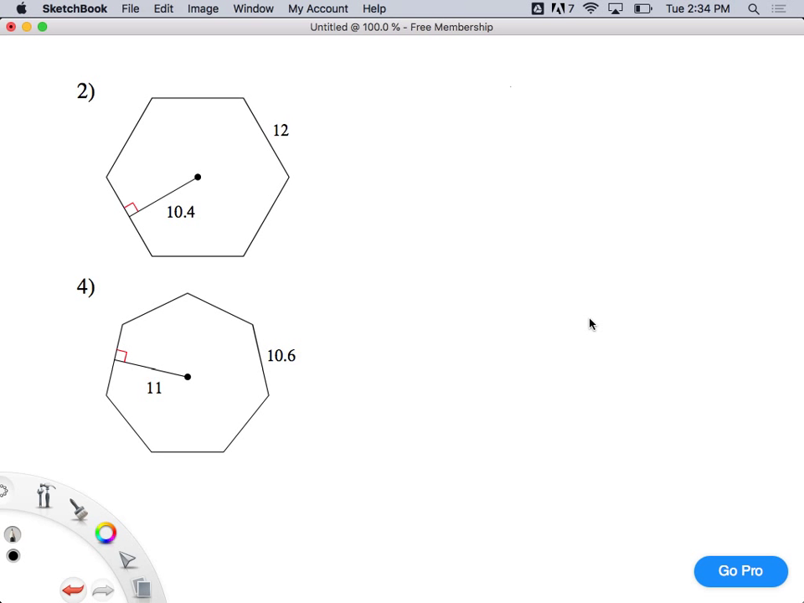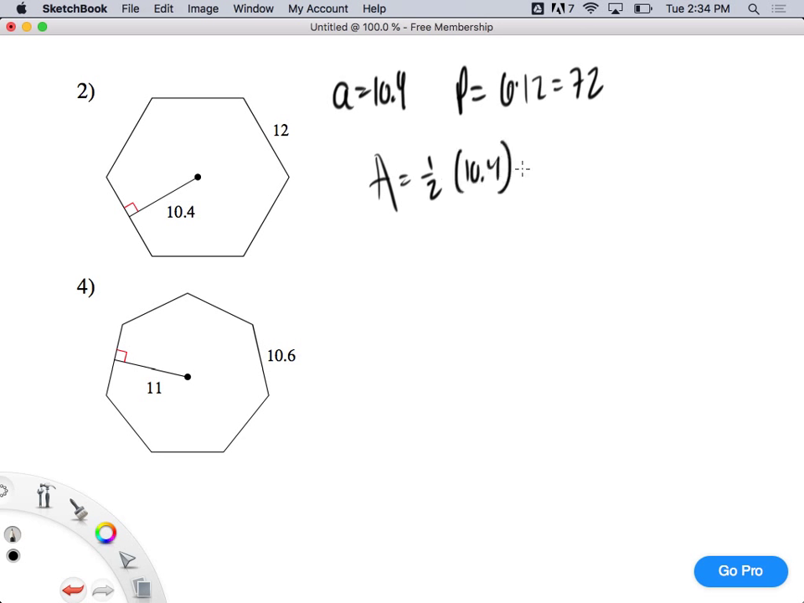Okay, apothem is 10.4. Perimeter is 6 times 12, which is 72. So the area is 1/2 times 10.4 times 72, which is equal to 374.4.